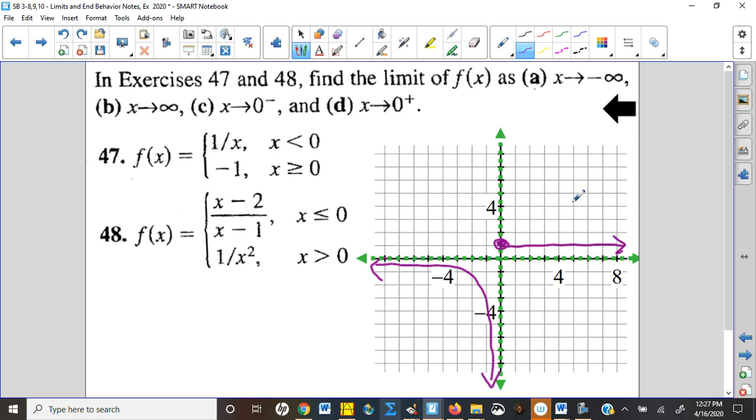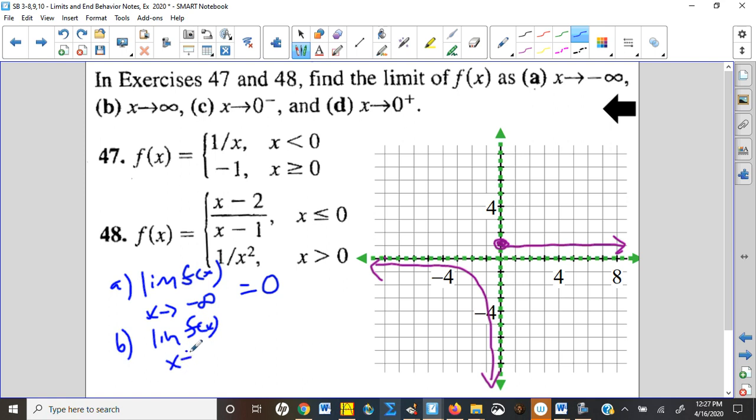So now we can answer the questions. Part A. What is the limit of f of x as x approaches negative infinity? And what we see is that we're approaching a horizontal asymptote at 0. So this limit is going to have a value of 0, okay? What is the limit of f of x as x approaches positive infinity? So that's the right end behavior.